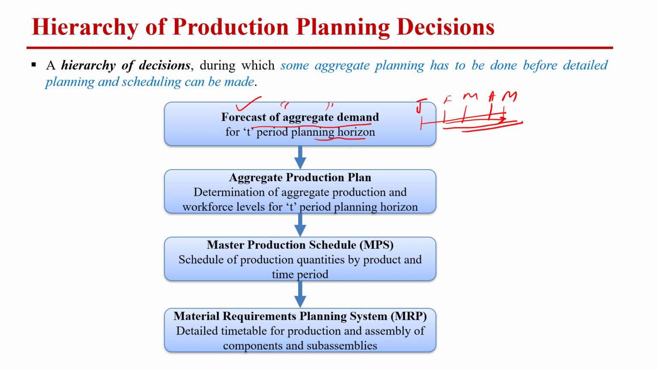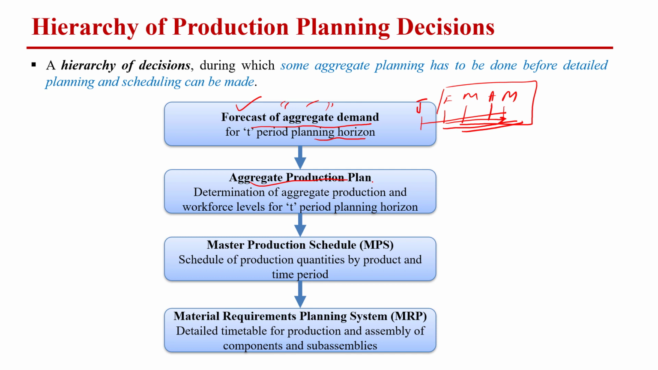Okay, so once we have forecasted this aggregate demand for the next 4 months, this is the input for our aggregate production plan, which is usually developed at the product family level, as I gave you the example. Usually this aggregate production plan is developed for 6 months to 12 months, in which the major decision is how much quantity we should produce of a particular product in a particular month.